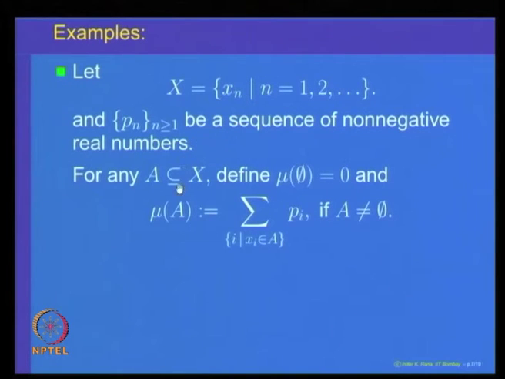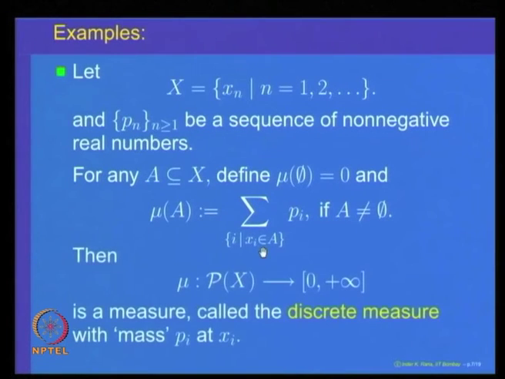So, let us define for any subset A contained in X, mu of the empty set to be equal to 0, and for the set A, if it is non-empty, let us define mu of A to be equal to the summation over those p i's such that x i belongs to A. So, A is a subset of X. So, some of the x i's will belong to A. So, look at those indices i such that x i belongs to A. Pick up those p i's from the given sequence p n and add them up, and that is called mu of A. We want to check that this is a measure on the collection of all subsets of the set X.